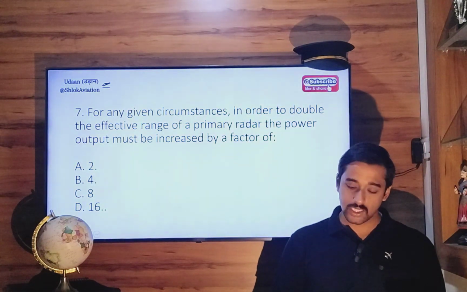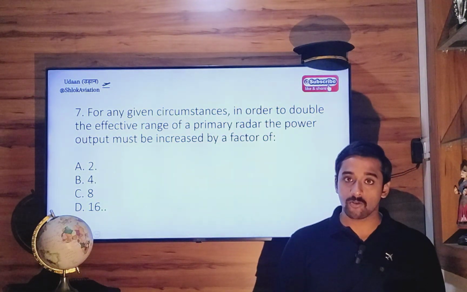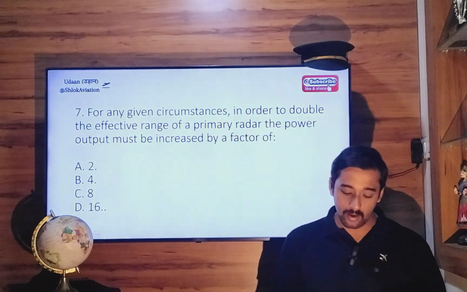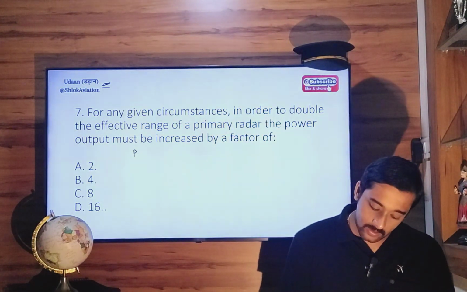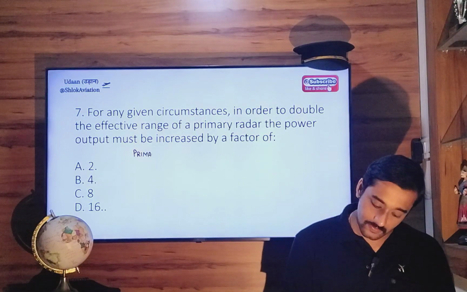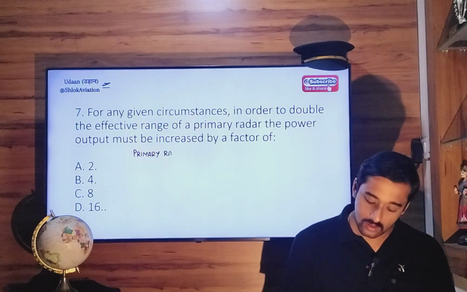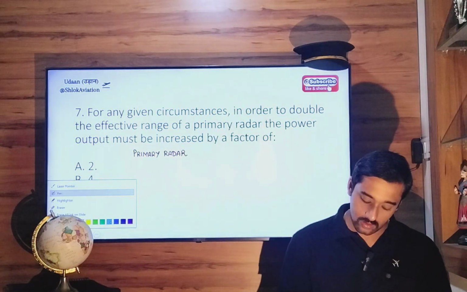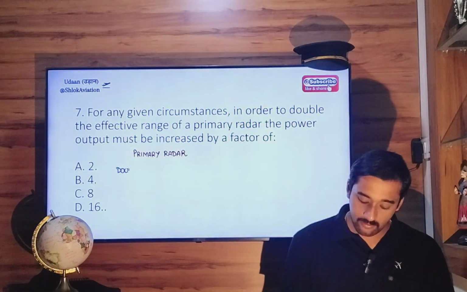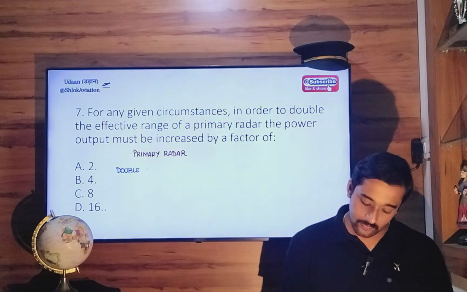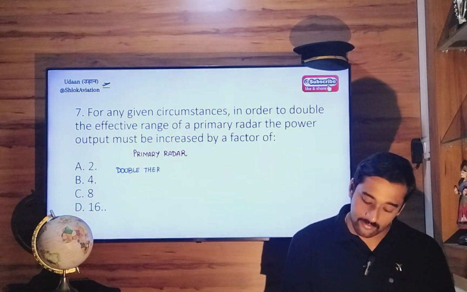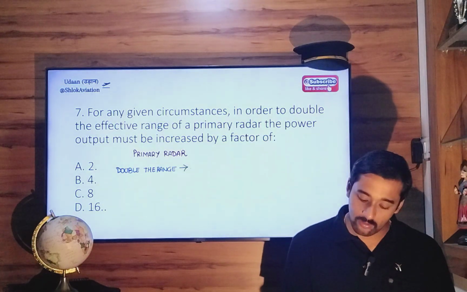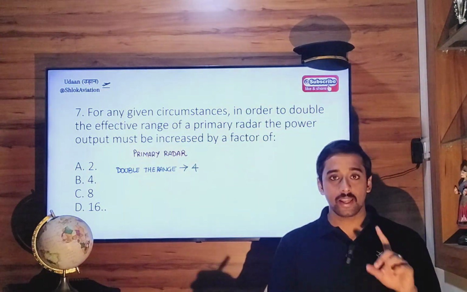For any given circumstances, in order to double the effective range of a primary radar, the power output must be increased by a factor of what? Remember, in case of primary radar, in order to double the effective range, double the range, you will have to increase the power of your transmitter by a value of 4. By a value of 4.